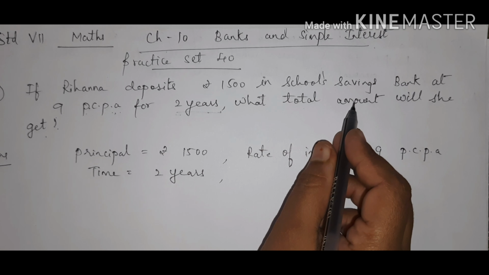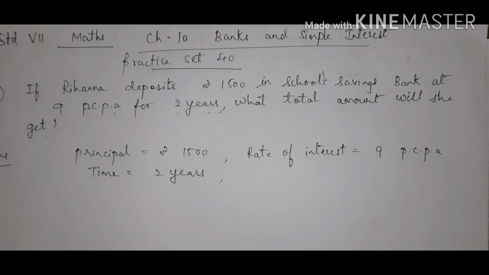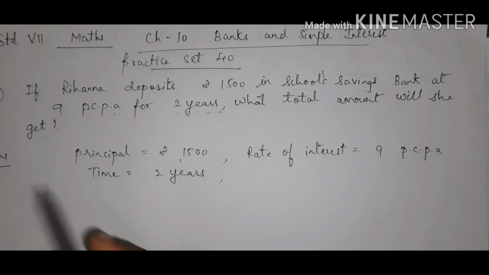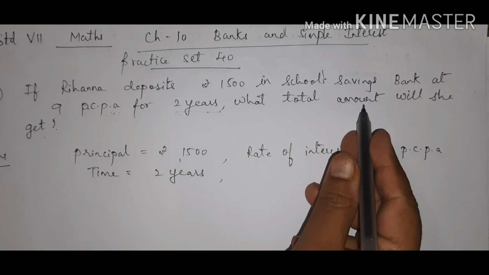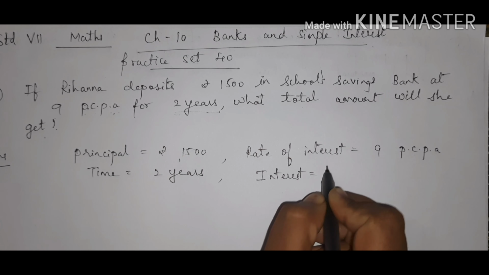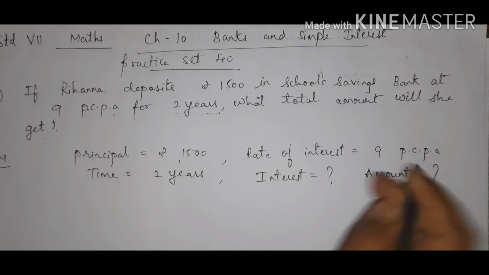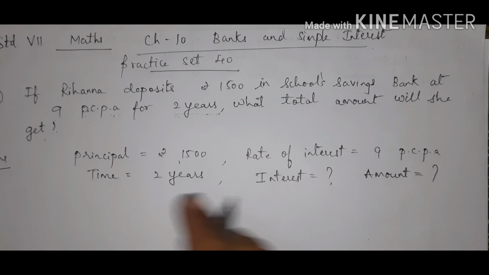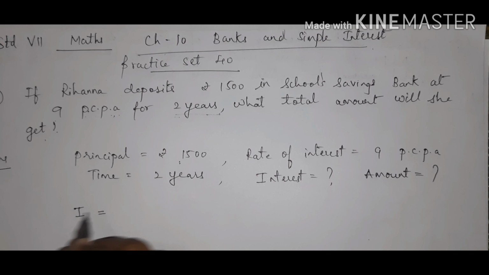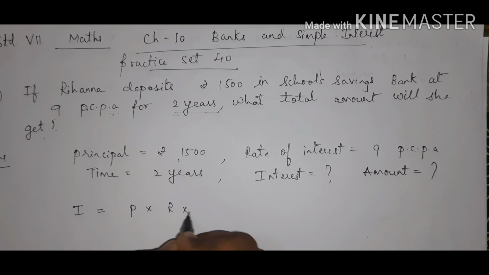But before finding the amount, you need to find out the interest first, because the amount formula we have seen is principal plus interest. You have principal but you don't have interest, so before finding amount you need to find out interest also, I, and then you have to find out the amount. So two things you have to find out. Let us find out interest, I, first. What is the formula for finding interest? We have seen already. I is equal to P into R into T divided by 100.